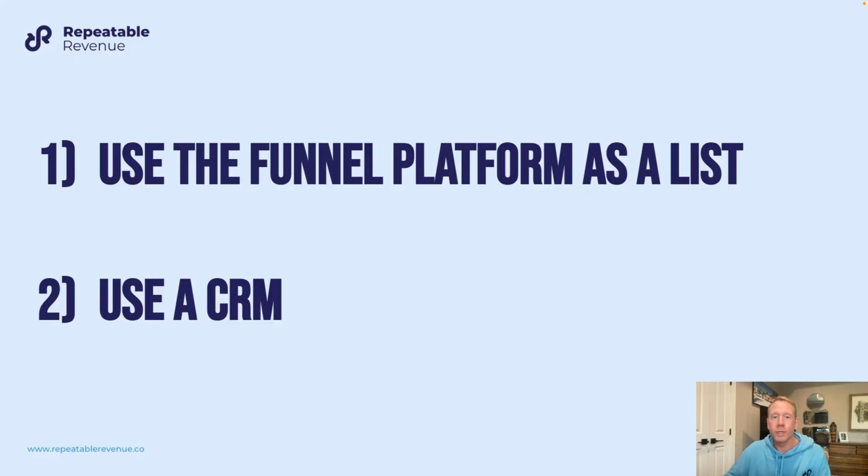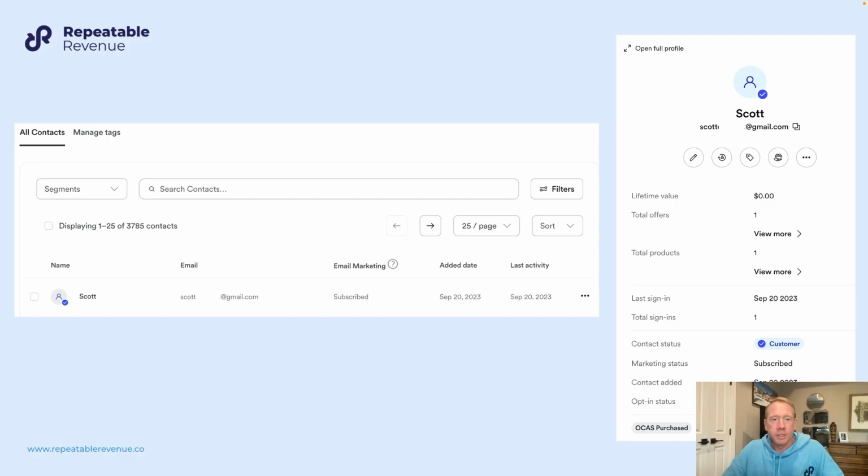All right. Now there's really 2 options that you've got here. One is you can use the funnel platform that you're using to build the landing pages and all of that, something like Kajabi, as a list, or you can use a CRM. Okay, I'll cover both here real quickly. First is using the platform that you're using for your funnel to organize your data. Now, I used Kajabi for over a year for my entire list and as my CRM, basically.